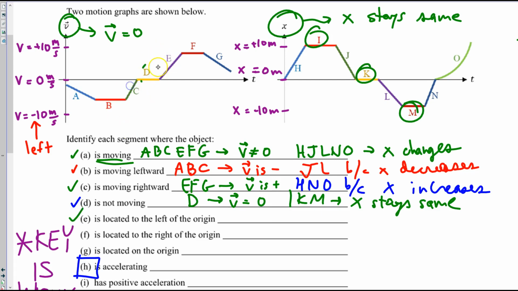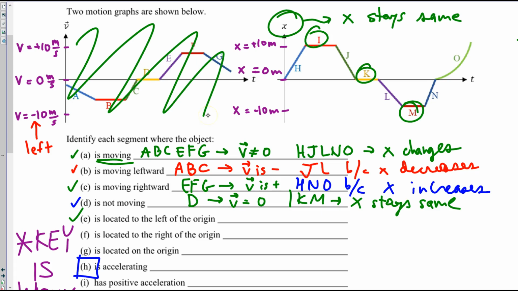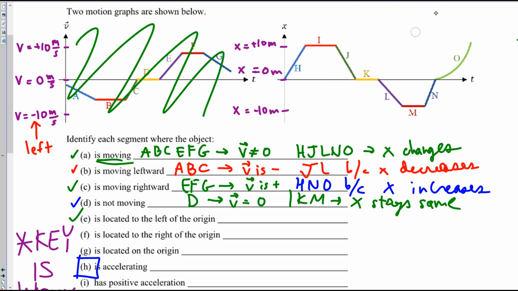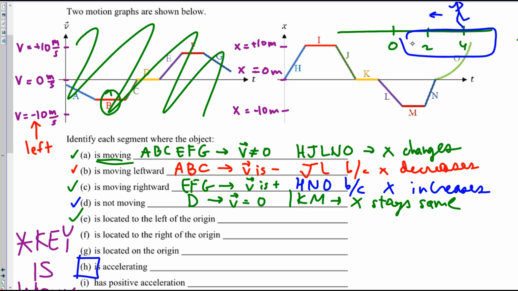Where are we located to the left of the origin? Now for this E and F, you cannot answer with any of these. We simply don't know. There's not enough information. Because if you're moving to the left, that doesn't mean you're located to the left. Here's my 0. I could be moving to the left and located over here in positive position land. So you can't tell what the right answer is from the velocity graph. We don't have enough information.